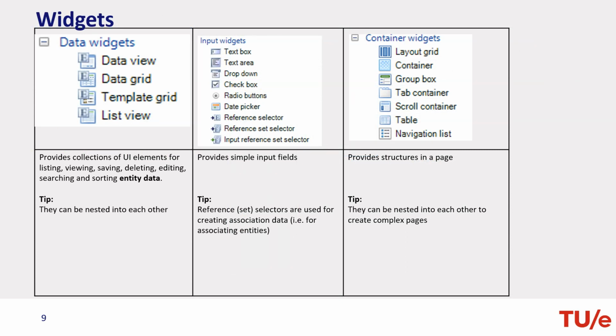Widgets are the Lego blocks that you add to your pages. There are many types of widgets. For example, data widgets are complex widgets used for managing entity data. Input widgets are used to provide form fields for the entry or presentation of entity attributes. And container widgets can be used for structuring and grouping widgets in a page. Data widgets are the workhorses of UI application functionality. And now let's continue with some important features of data widgets.